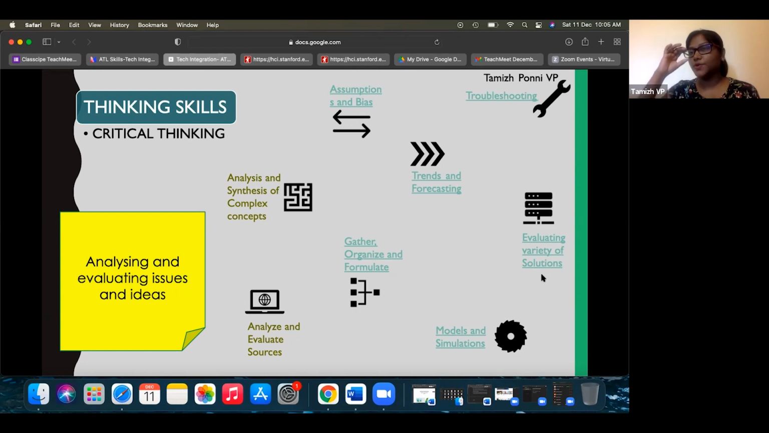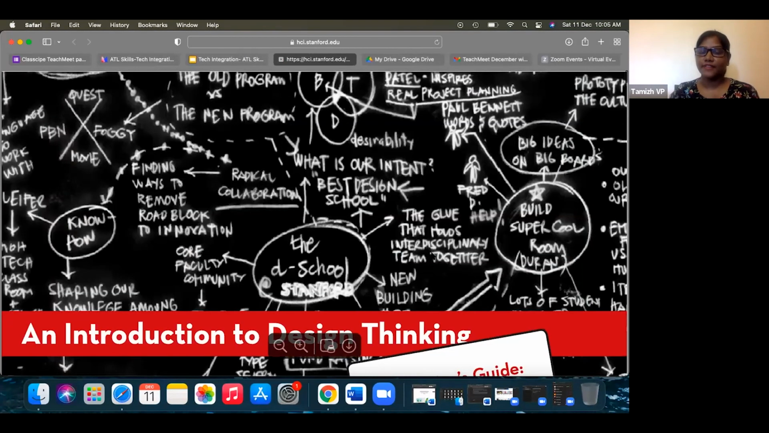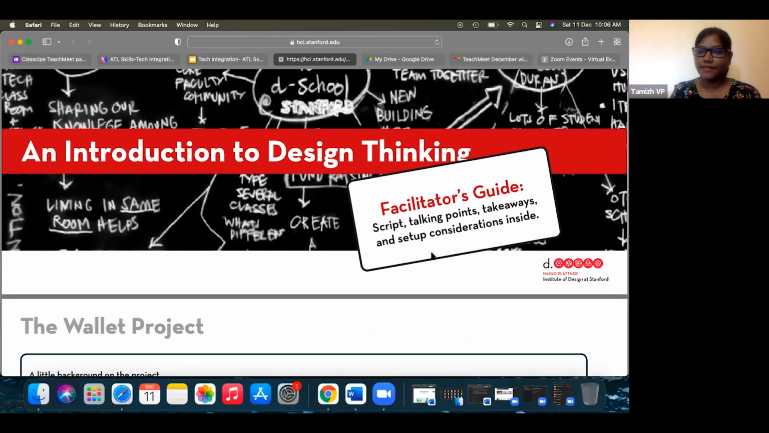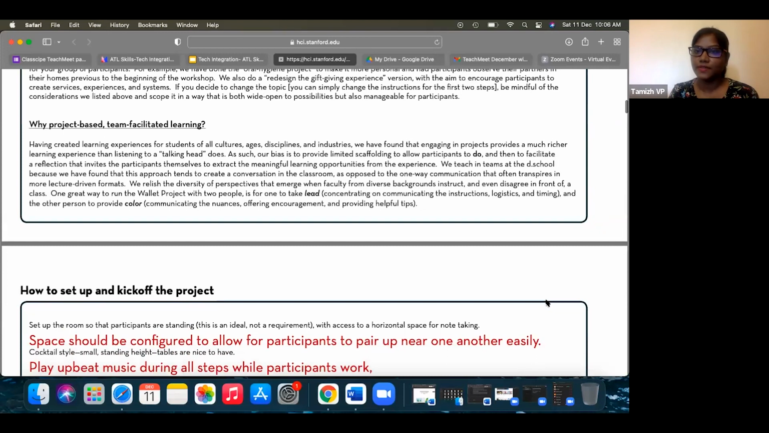So if you want to make students understand this particular skill, I have linked a famous experiment done by the Stanford Design School. Stanford Design School is like the precursor to the whole design thinking. Like I showed the design cycle in the beginning, they developed it even before that. And they made that primary outline of the design cycle, and they did a lot of experiments with learners.